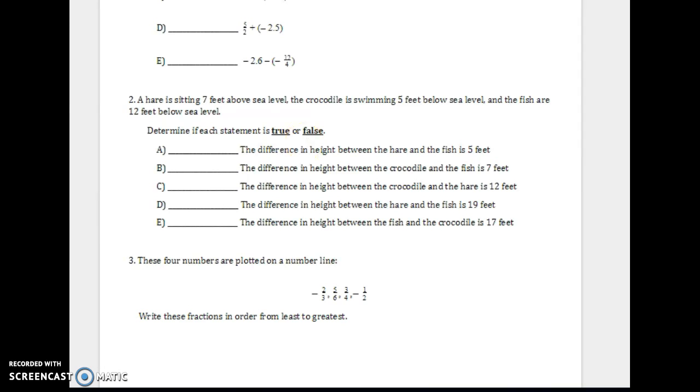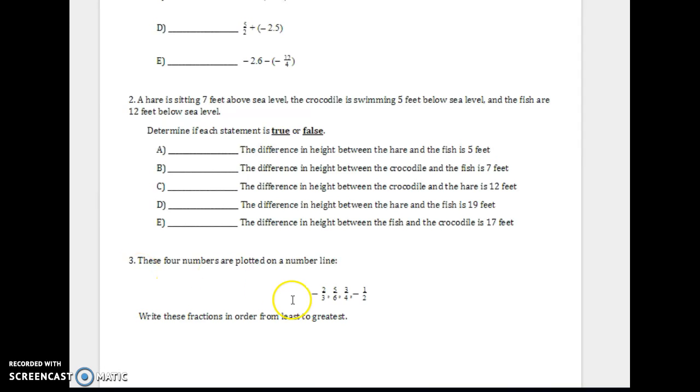The difference in height between the hare and the fish is 5 feet. The difference in height between the crocodile and the fish is 7 feet. The difference in height between the crocodile and the hare is 12 feet. The difference in height between the hare and the fish is 19 feet. The difference in height between the fish and the crocodile is 17 feet.